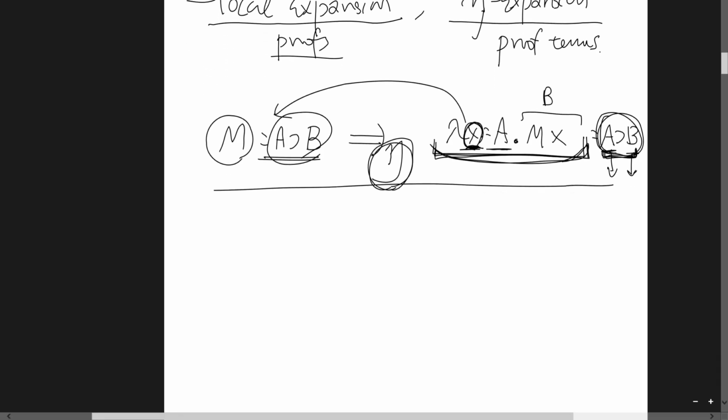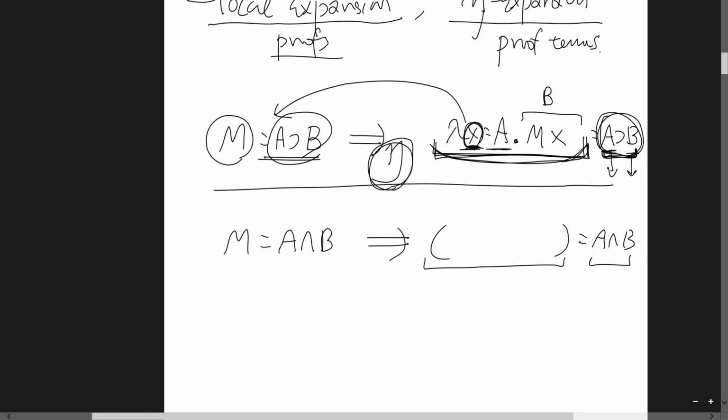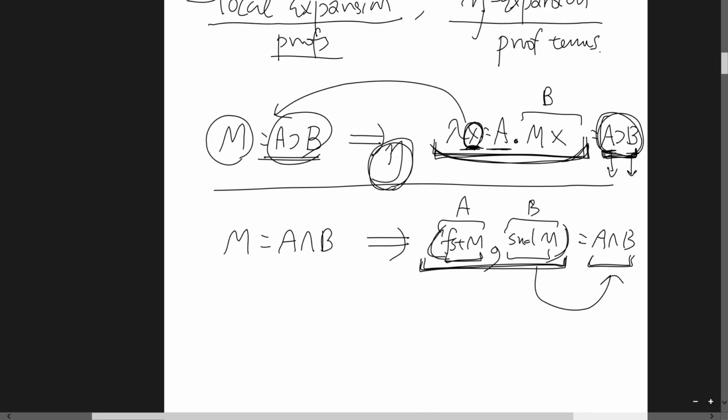And similarly, we can derive the one for A conjunction B. Now you have to obtain a proof term of type A conjunction B. But the canonical form of a proof term of A conjunction B is a pair. The first component can be obtained as first M, and the second component can be obtained as second M. So first M has type A, second M has type B. So you pair them up and then obtain a proof term of type A conjunction B.